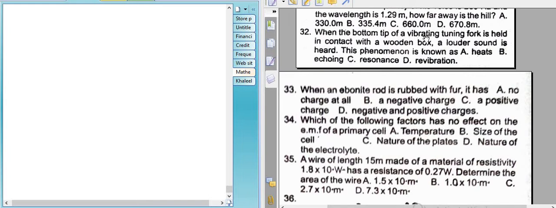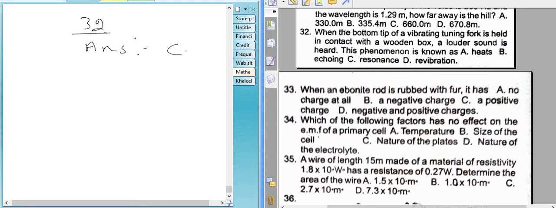So going back to the question, they say a vibrating tuning fork is held in contact with a wooden box. A louder sound is heard. That is, amplified sound is the same. Therefore, resonance is the correct option. Because echoing is just a reflection of sound. D is reverberation, that is a result of multiple objects with different frequencies, and hit is just a hit. So therefore, resonance is the correct option, which is C. So 32, answer is C.